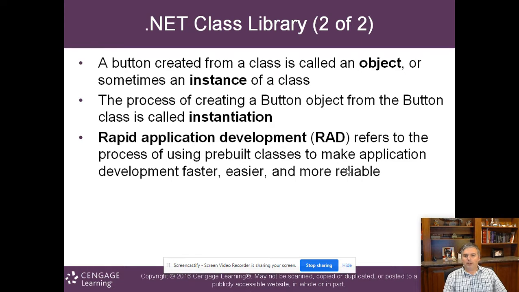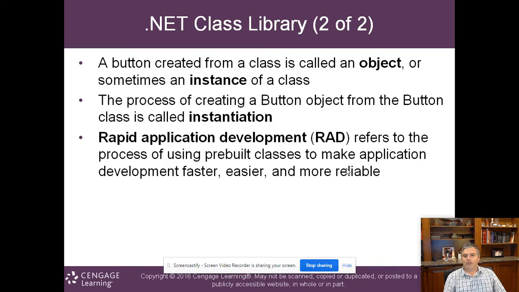So a button is created from a class called an object, or sometimes an instance of a class. The process of creating a button object from the button class is called instantiation. Now, we talked about this, but this is all kind of initially going to happen for you. So when you drag a button onto your program, it's going to create a class for you. If you were creating a program in Java, for instance, you would have to write all the code for that. That's the nice thing about VB. It's going to create a lot of the code for you, so you just have to worry about the logic and the syntax.